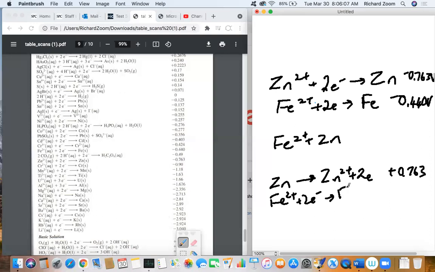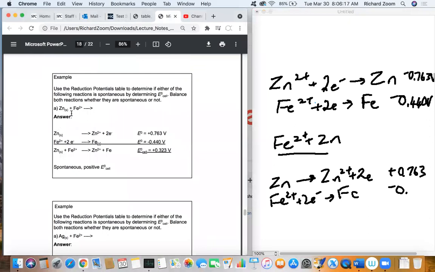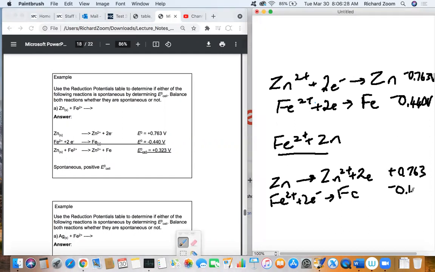I have a question. Yes. Why did you flip zinc again? Because if we look at the actual problem, it's zinc plus Fe2+, right? And the zinc is on the wrong side here. See, it's on the product side. Oh, okay. So that's why I had to flip it. Okay, thank you. But remember, with all these processes, something has to get flipped, right? Yeah.